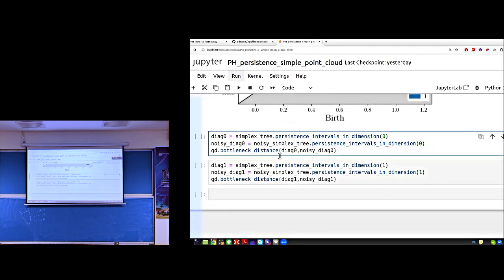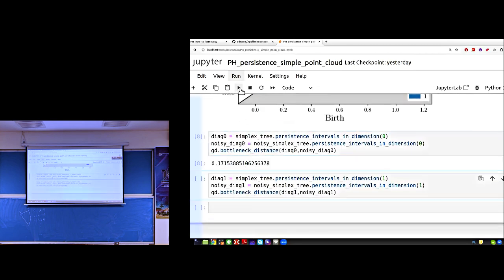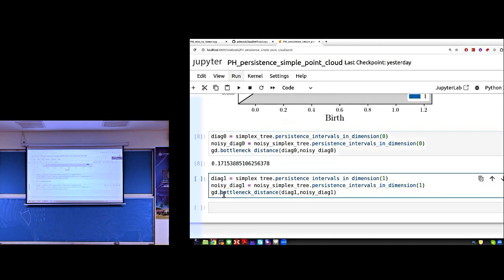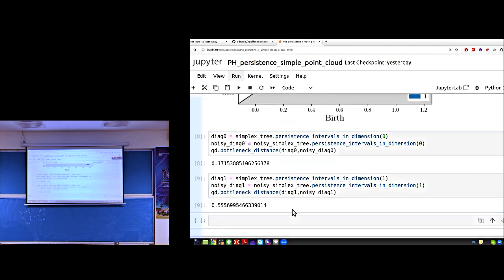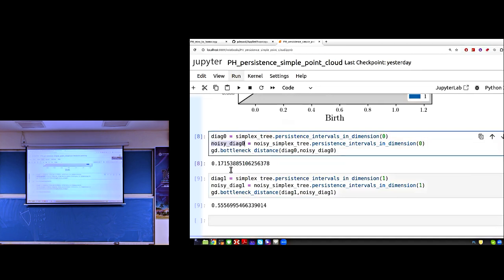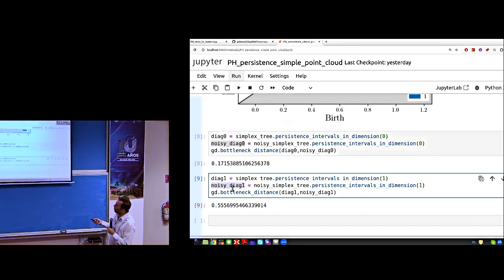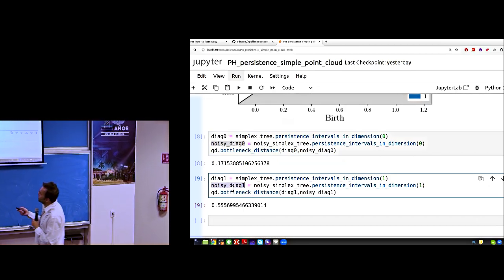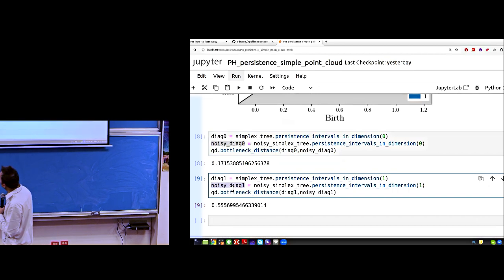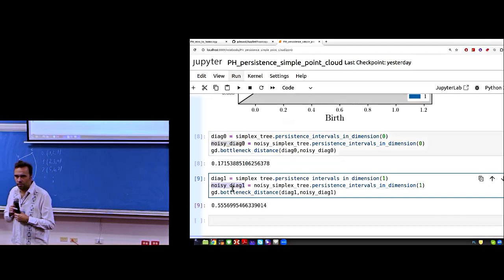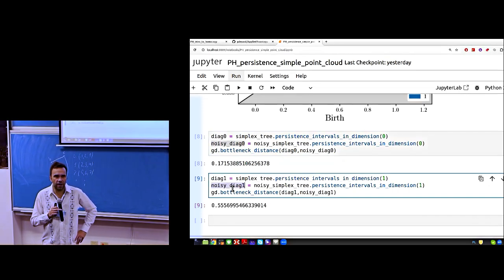So I did the perturbation of the level of 0.8, was it epsilon? And the bottleneck distance, both in dimension 0 and in dimension 1, will always be bounded by 0.7. In dimension 0 it is close to 0.2. In dimension 1, it's a little bit more than 0.5.